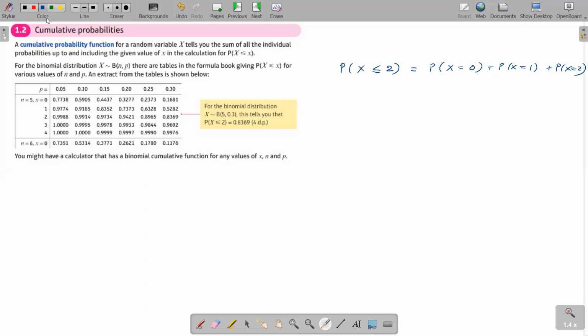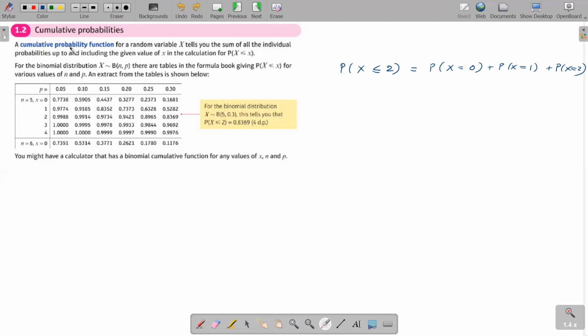But what if you have to find the probability X is less than or equal to 7? In that case, there are many individual probabilities that you need to add, which is a really tedious task. So we need an easy way to find the probability. For that, they are introducing the cumulative probability function, or the cumulative distribution table.